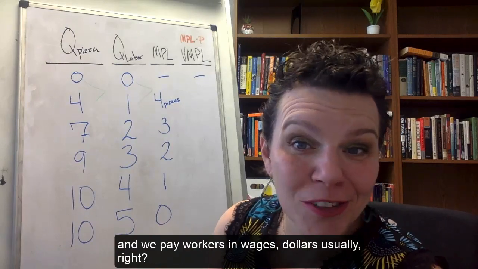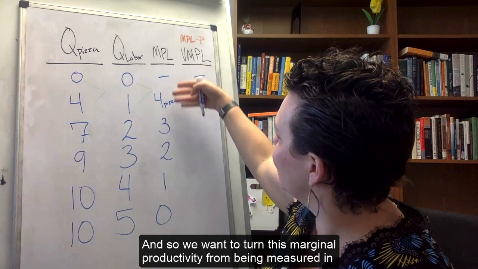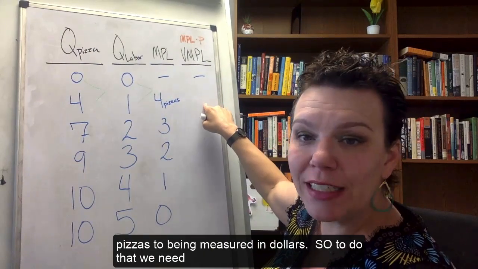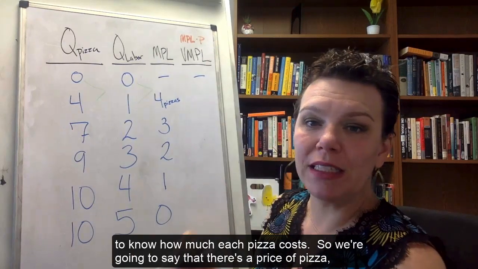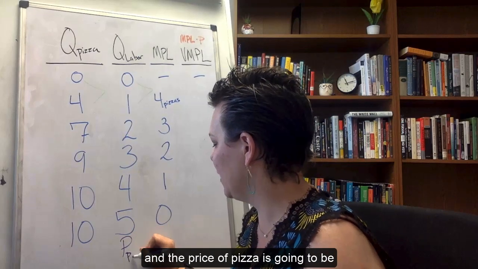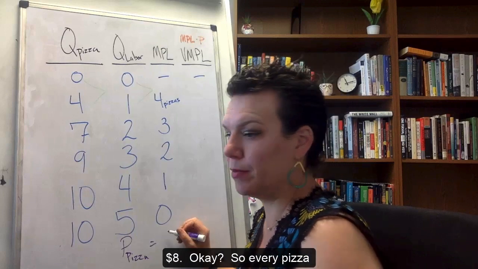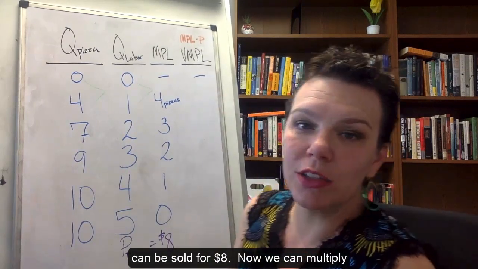And we pay workers in wages, dollars usually, right? And so we want to turn this marginal productivity from being measured in pizzas to being measured in dollars. To do that, we need to know how much each pizza costs. So we're going to say that the price of pizza is $8. Every pizza can be sold for $8.